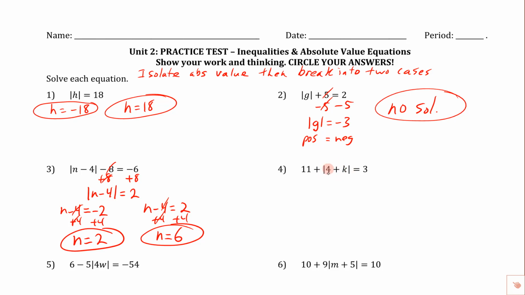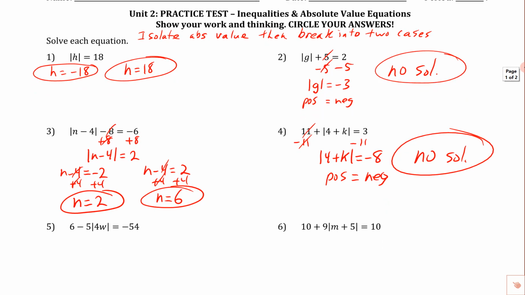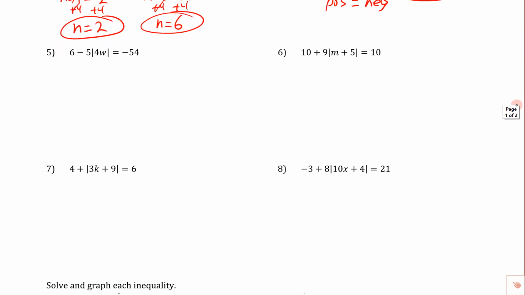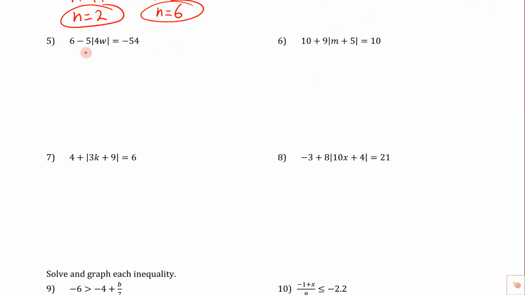Again, we don't have this absolute value isolated yet, so let's get rid of that 11. We're going to subtract 11 from both sides. So we get the absolute value of 4 plus k is equal to, and then 3 minus 11 is negative 8. Again, we run into the same thing that we did up above. Let's just show our thinking there. The smallest this could be would be 0, so it's usually going to be positive, and it's set equal to a negative. So again, we're going to say no solution on this one right here. We love those. Those are very quick. And then we'll take a look at number 5.